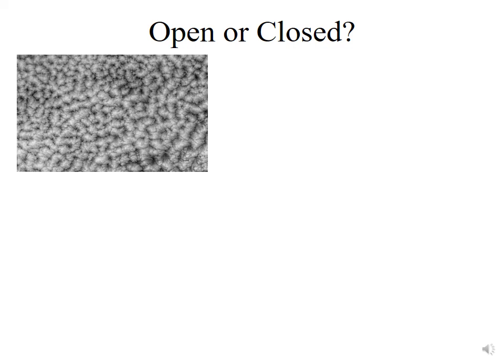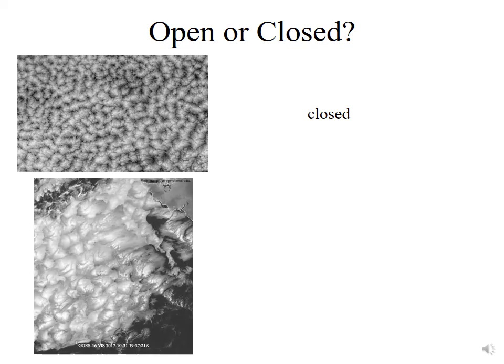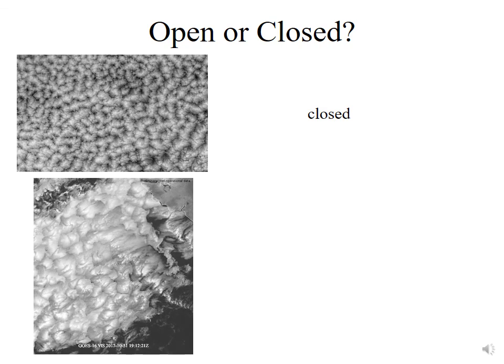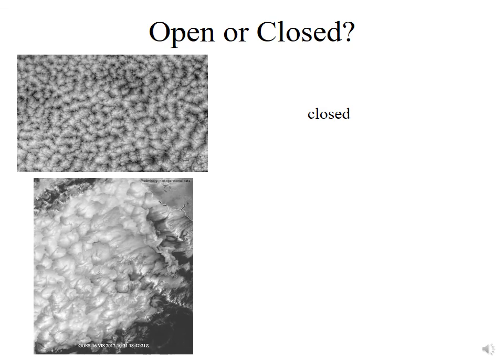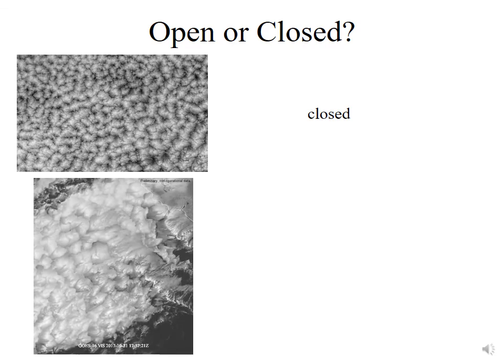So let's take a look at this particular cloud deck. Is this one open or closed? Well, when I look at this cloud deck, what I see are the central elements with essentially clear areas around the edge. And that to me is an example of closed cell convection.